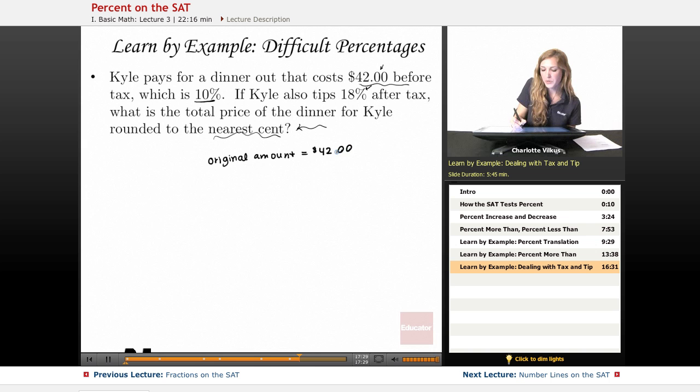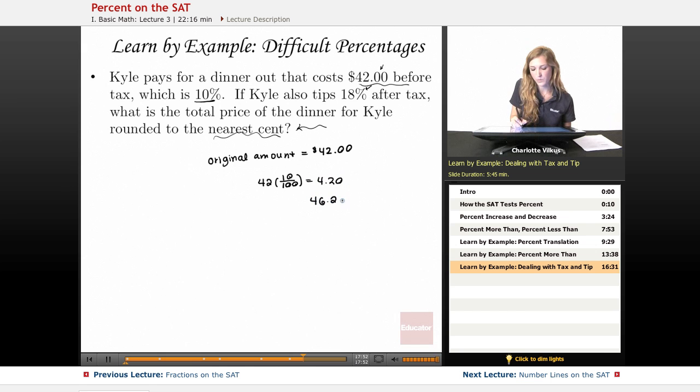Now, with this problem, we can really solve it a few different ways. So we could figure out the amount that the tax is going to be, which is going to be 42 times 10%, and then add that to our original. So here we'd have $4.20. If we added it to our original, we'd get $46.20 as being our after-tax amount.